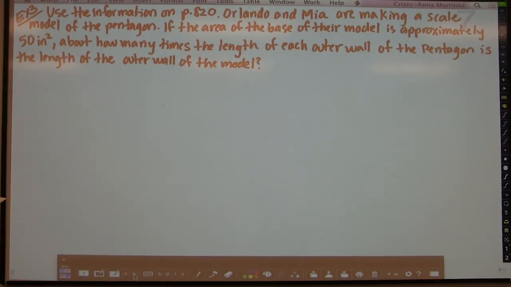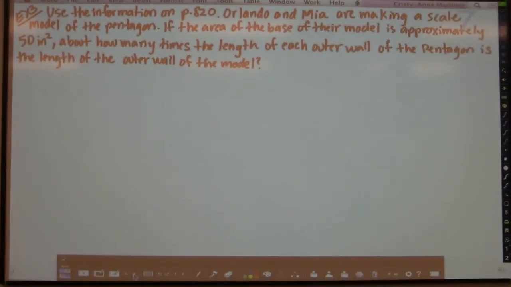So here we go with example 3. It says use the information on page 820. So in your textbook on page 820 off to the left-hand side of example 3, it gives us some information about the Pentagon. But it says that Orlando and Mia are making a scale model of the Pentagon. If the area of the base of their model is approximately 50 square inches, about how many times the length of each outer wall of the Pentagon is the length of the outer wall of the model? So we're trying to compare these two models.